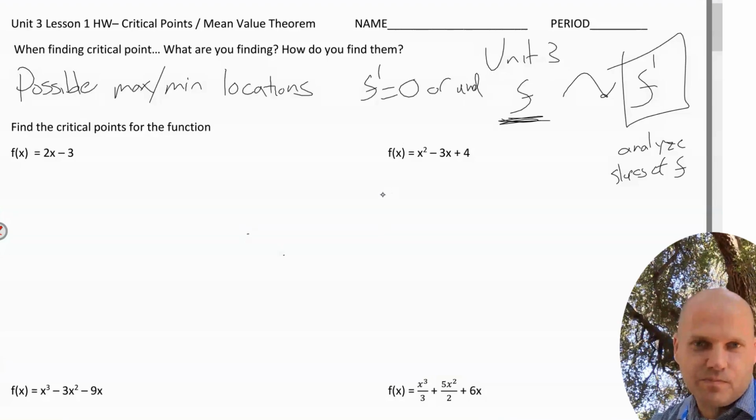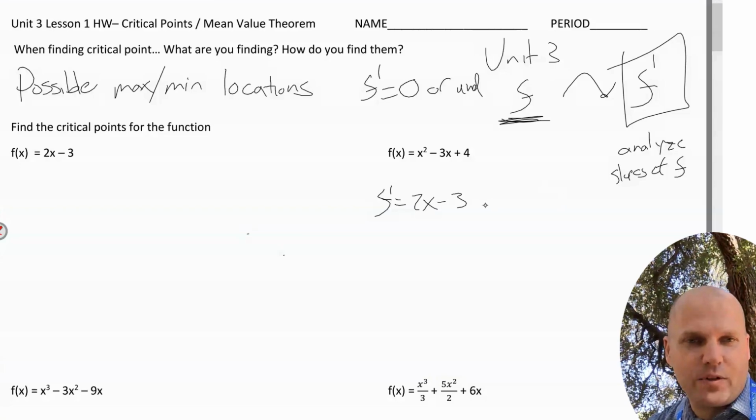So let's start with this one. It's a quadratic, right? Guess what? By understanding the slopes and by finding when the slopes are 0, you're actually finding the location of the vertex of the quadratic.